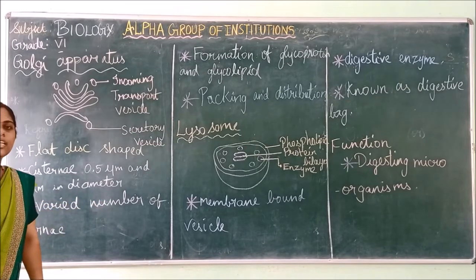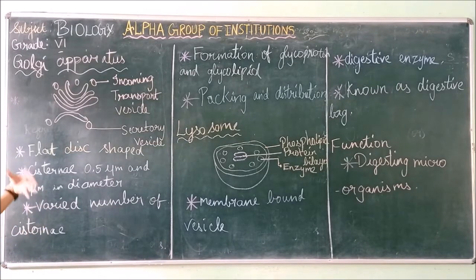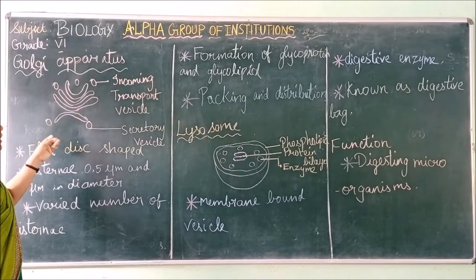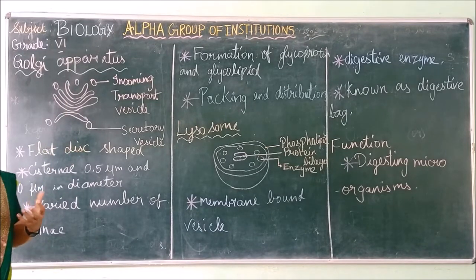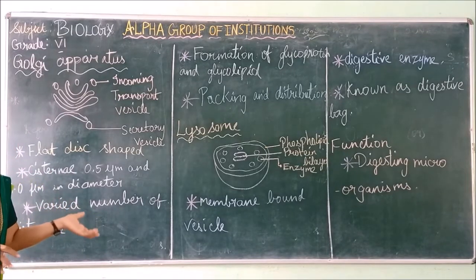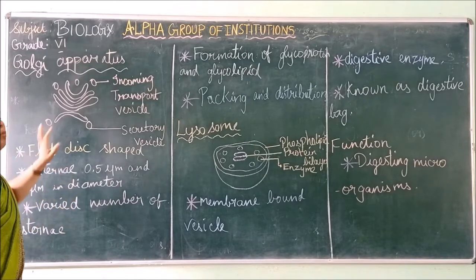Each Golgi apparatus has a different number of cisternae. In some there may be 5 foldings, or in some there may be 10 foldings. So the number may vary in the Golgi apparatus. What it does is transport all the elements. It is like a postal or courier service that we use to send materials from one place to another. It is like a postman.